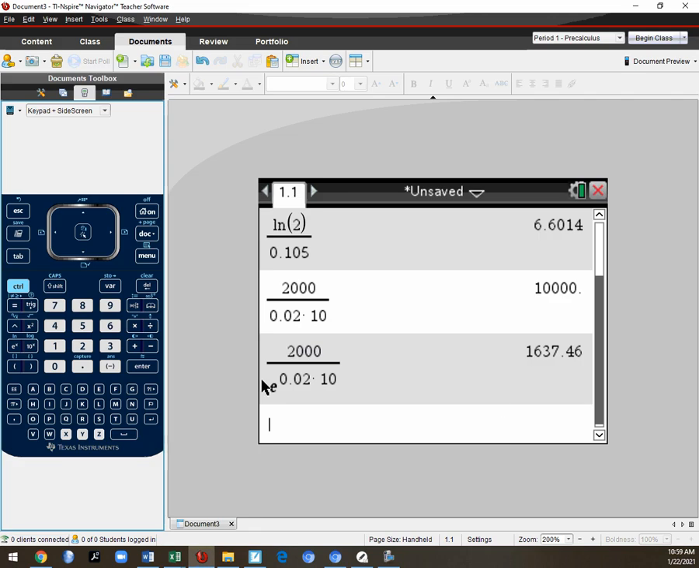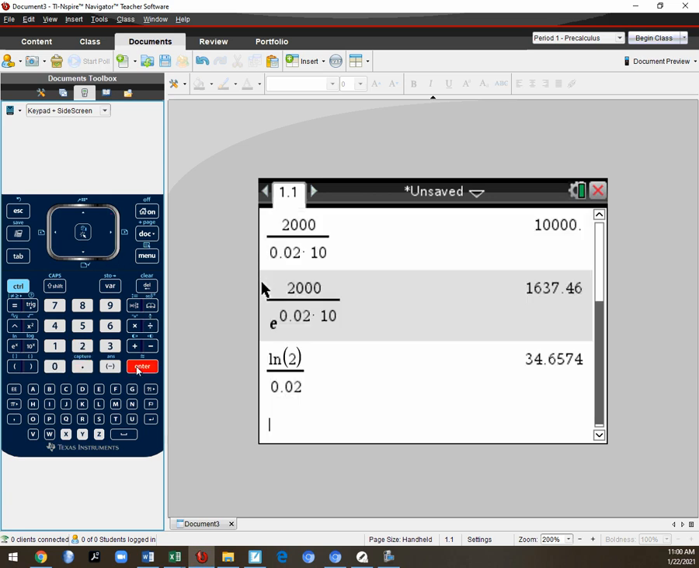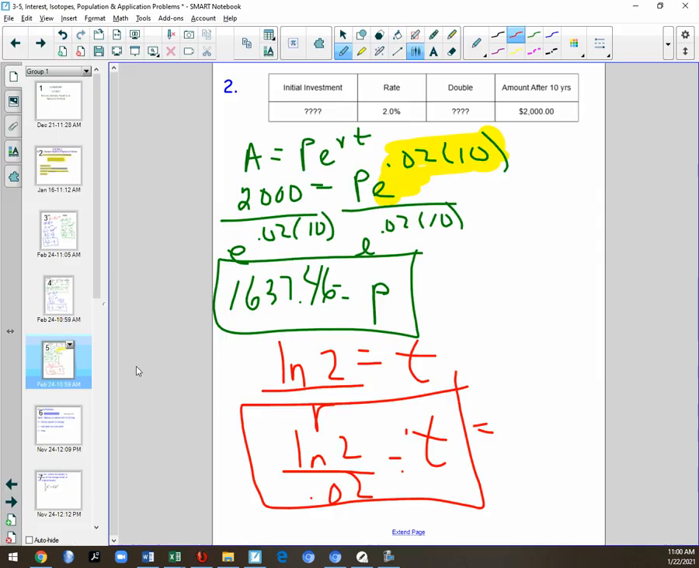So we're going to go ahead over here and have the natural log of 2 divided by 0.02 and hit enter, and it's going to take 34.7 years to double my money. And that's a terrible investment.